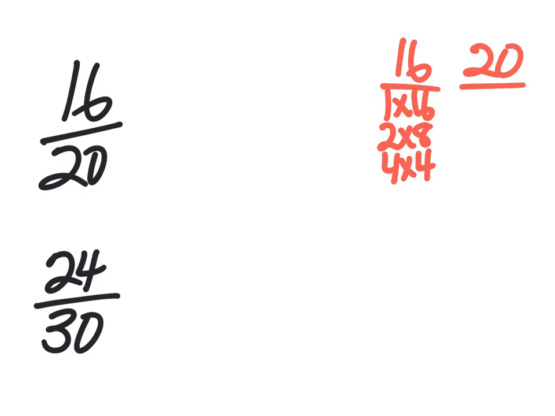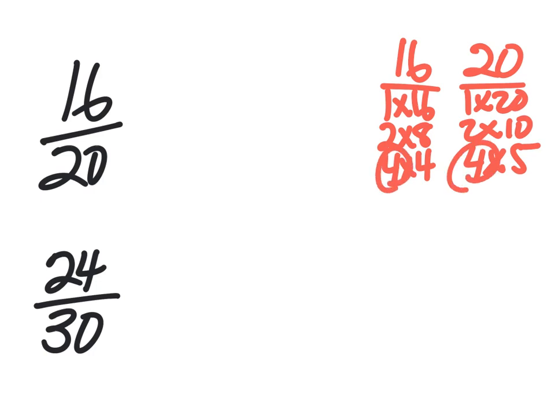So I think I've got 16. I've got 1 times 16, 2 times 8, 4 times 4. All right, and then for 20, I'm going to go 1 times 20, 2 times 10, 4 times 5, and then I think I'm done with 20. And so from here, now I can look at 16/20ths and go, okay, I think my GCF is going to be 4. And so I'm going to come over here and I'm going to put my division symbol and I'm going to divide by my 4/4 or my whole.